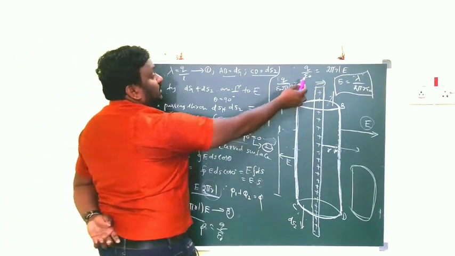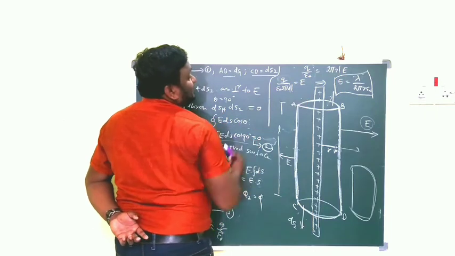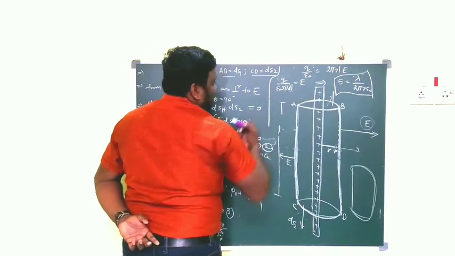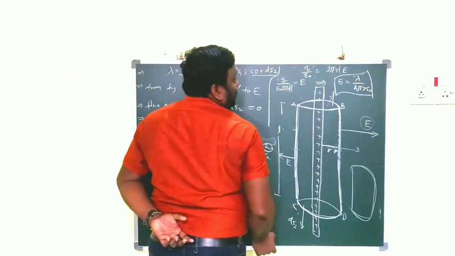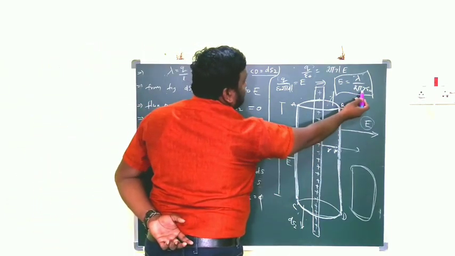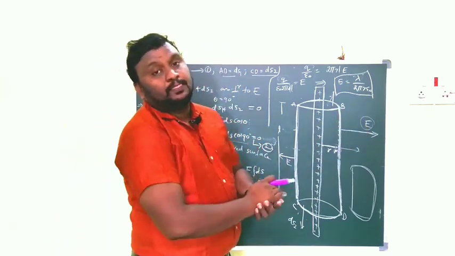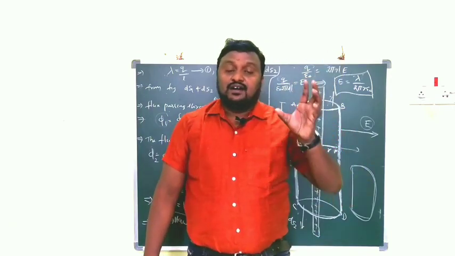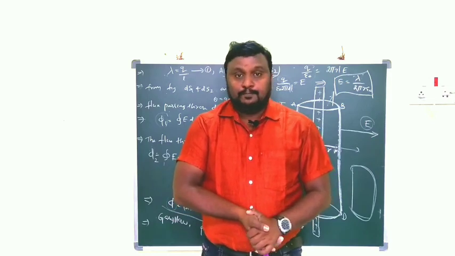So I am substituting the phi value, Q by epsilon naught. From that we get E is equal to Q by 2 pi R L epsilon naught. Here Q by L is lambda. Then E is equal to lambda by 2 pi R epsilon naught. This is the electric field intensity due to an infinitely long straight current carrying conductor, nothing but a wire.